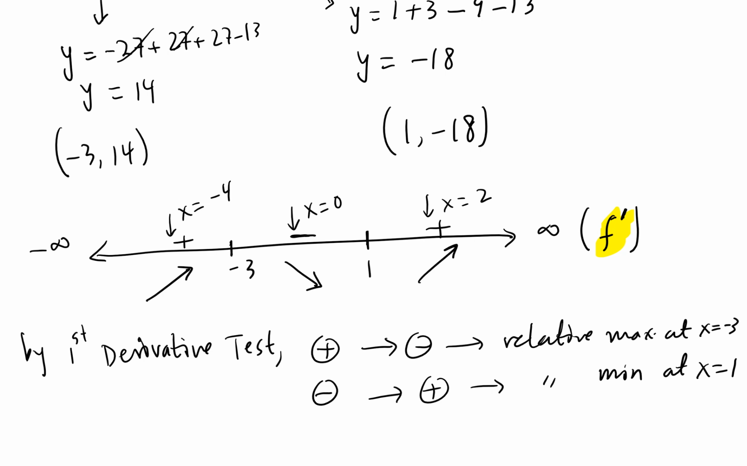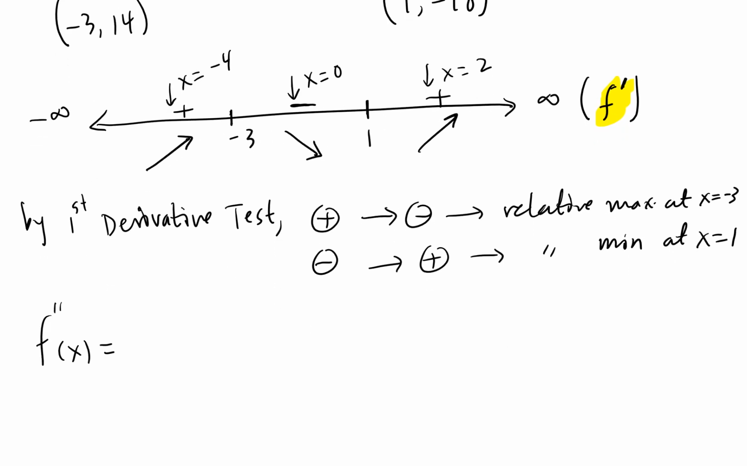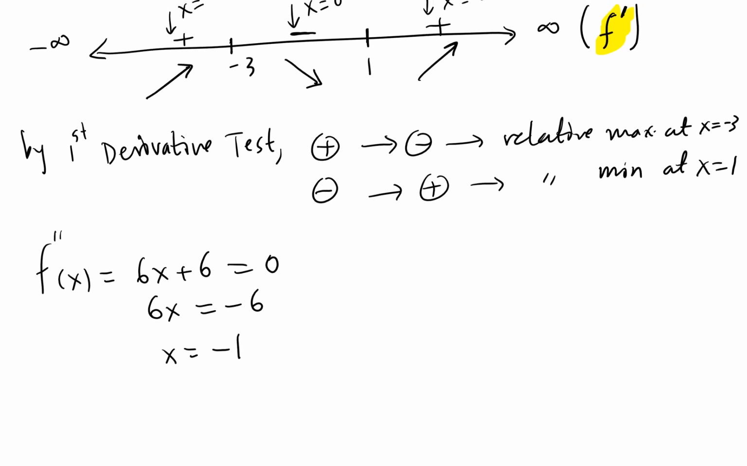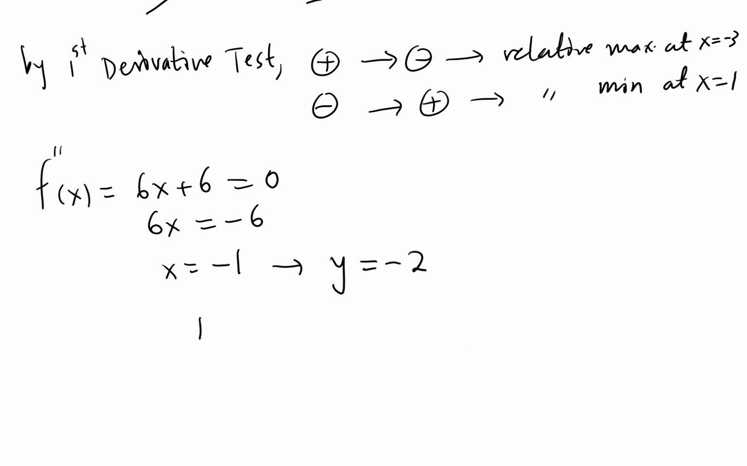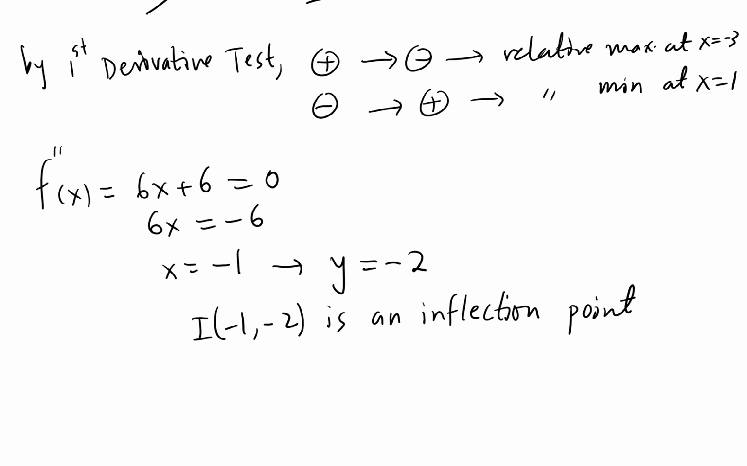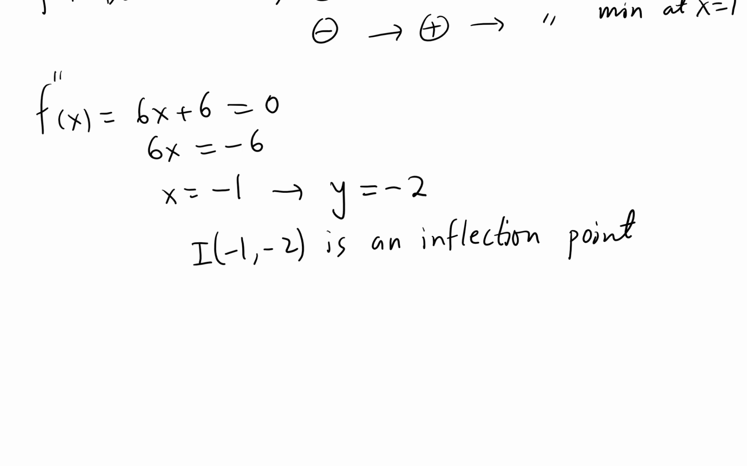And the other way to do it, the one we learned today, is by the concavity test, or second derivative test. So let's find the second derivative. We get 6x plus 6. If you set it equal to 0, subtract 6 on both sides, then divide by 6, x is -1. From this, substitute into the original function, and I got -2. So that tells me that the point (-1, -2) is an inflection point.